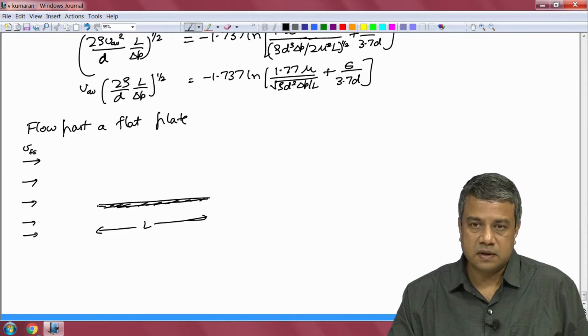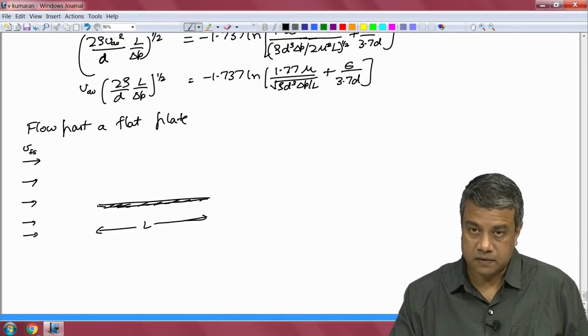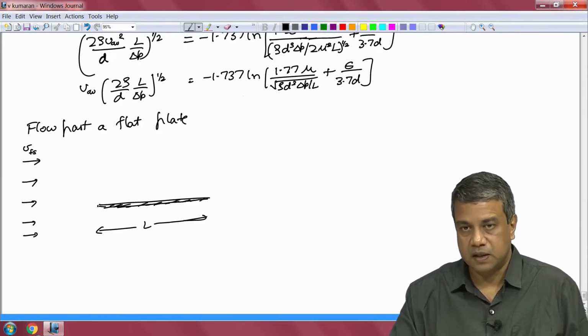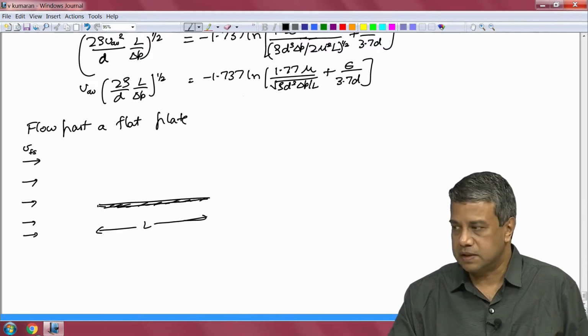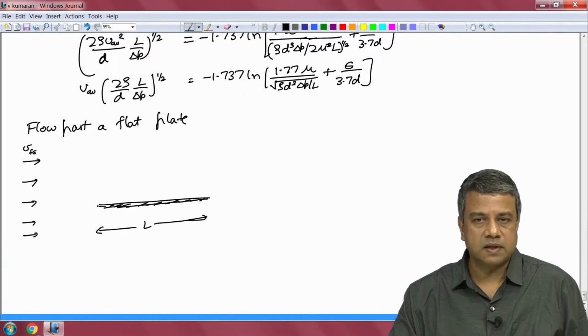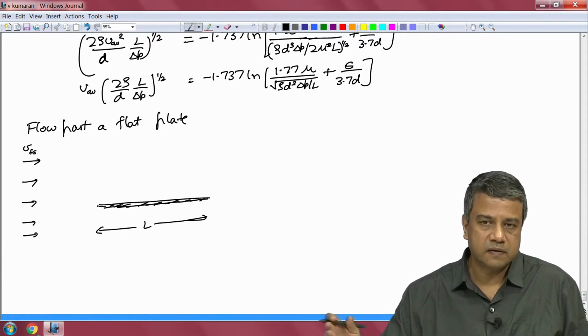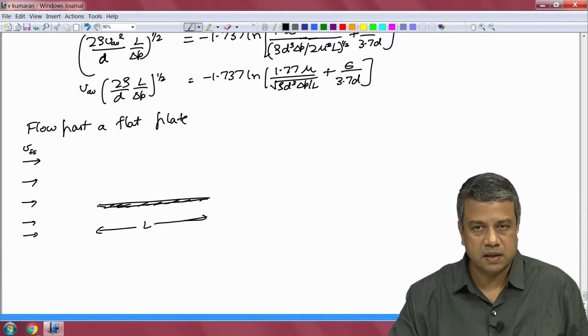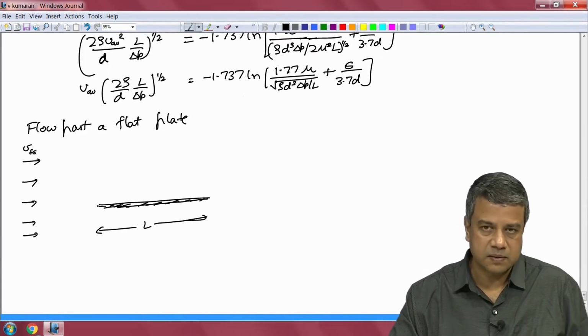This is what is called a developing flow. The flow changes as you go downstream. The pipe flow that we had discussed earlier is a fully developed flow. That is, we assume that the velocity profile is independent of downstream distance, at different downstream distances.